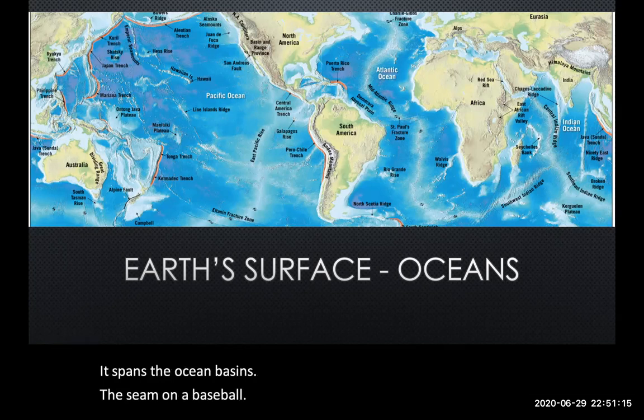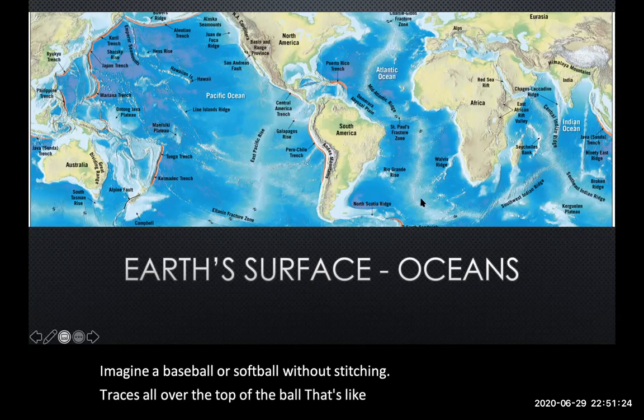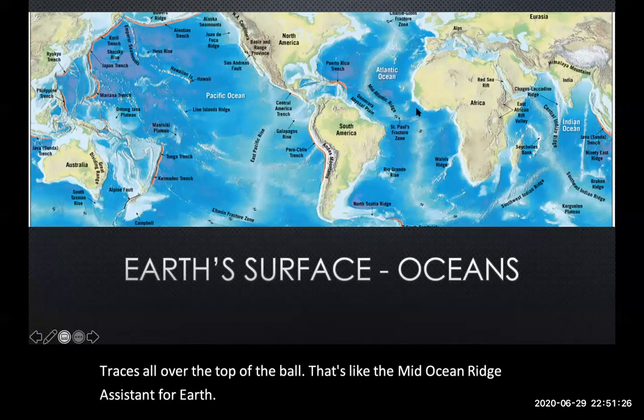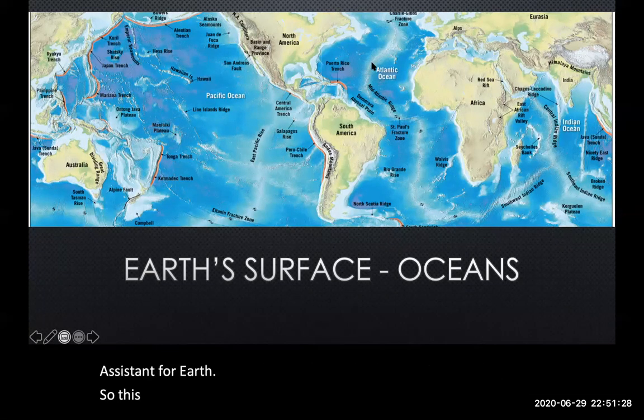So imagine a baseball or softball with that stitching that traces all over the top of the ball. That's like the mid-ocean ridge system for Earth. So this sits higher above the surrounding ocean floor.